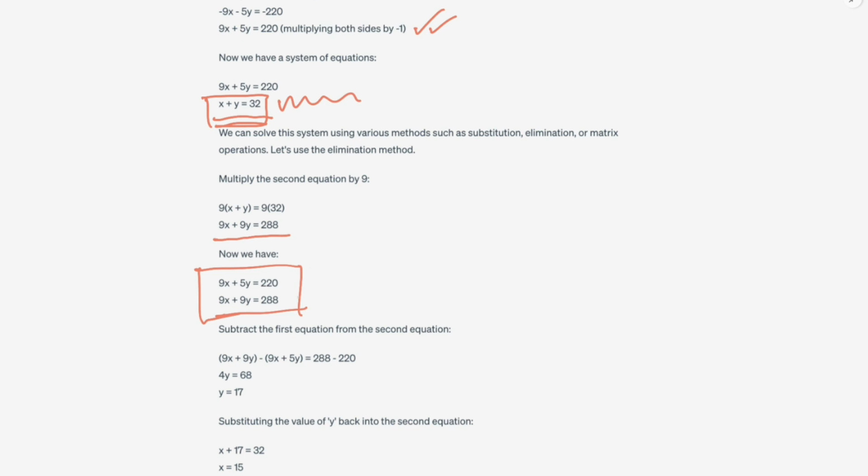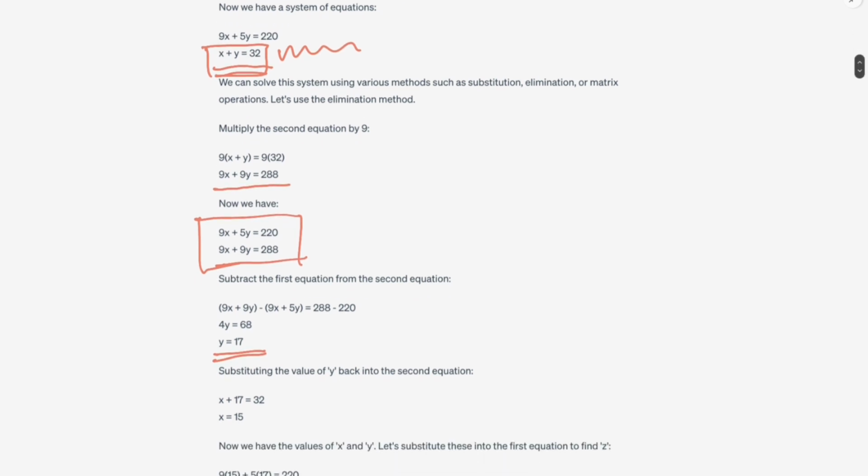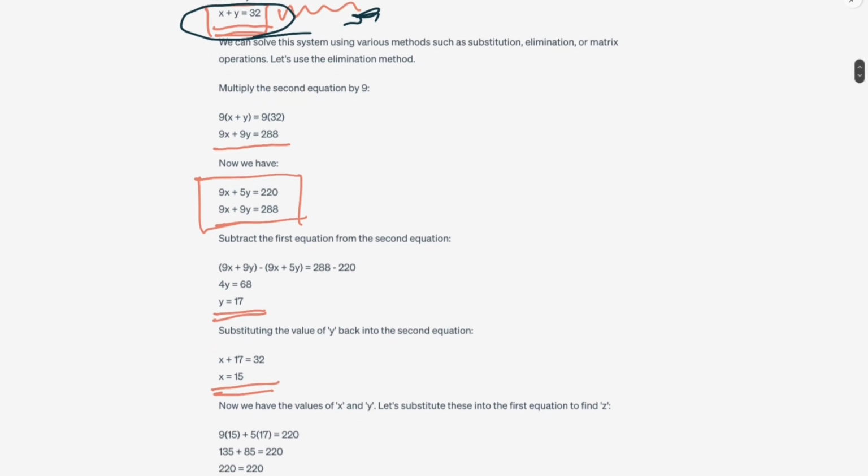And so we now have these two equations, and then it wants to subtract the first from the second, and goes ahead to do that, and we get y equals 17. And then it substitutes the value of y back into the second equation to get x equals 15. So this is the equation it's using: x plus y equals 32. And that's what's leading to so much trouble, because now it has completely thrown out z.